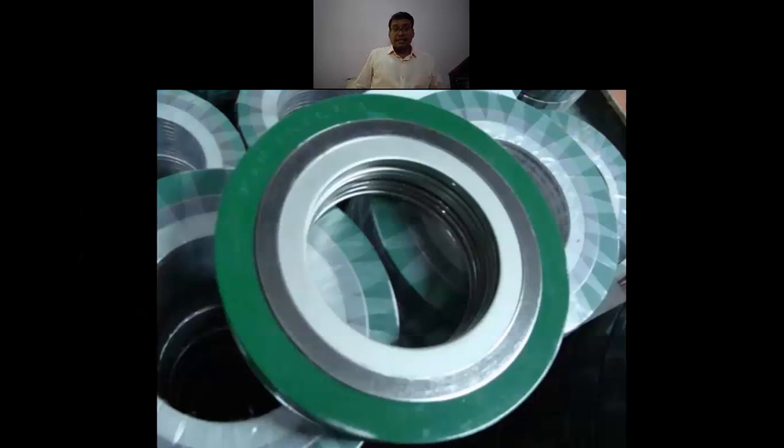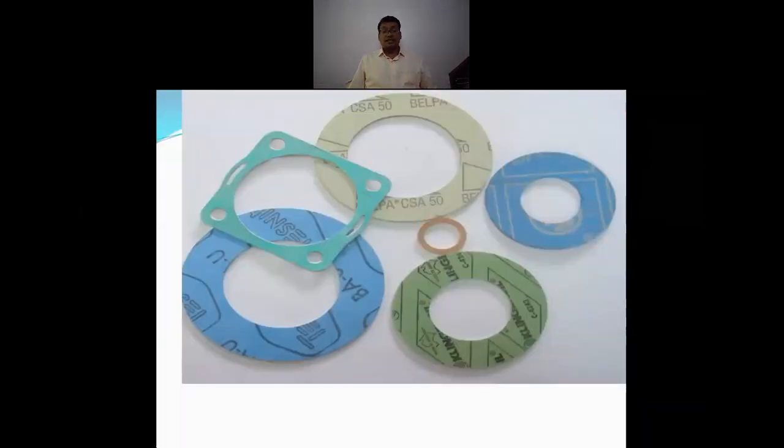Now this is the gasket you can see. This is one of the gaskets. Then this is another gasket. This is the most simple form of the gasket. Generally it is made from sheets. Simple sheets are used and then these sheets are cut to give the desired shape. So these are another type of gaskets.